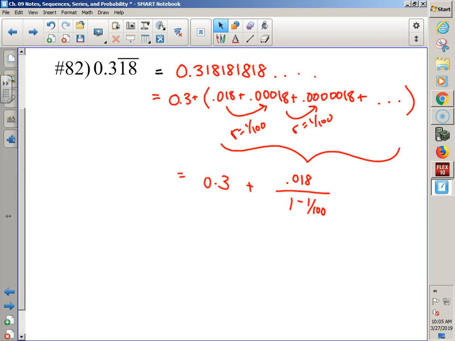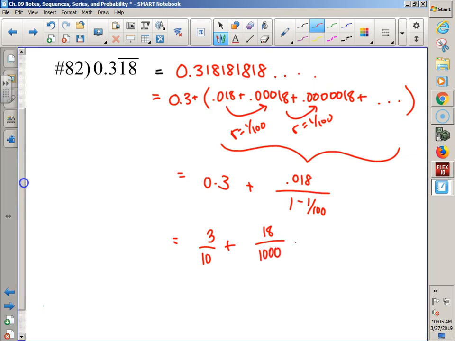But what do we, calculator? No. What do you mean, no? Well, can't I make this 3 tenths? And then can't I make this 18 tenths, hundredths, thousandths? And can't I multiply by 100 over 99? What? Think about it. Think about it. Come on. Who's 1?